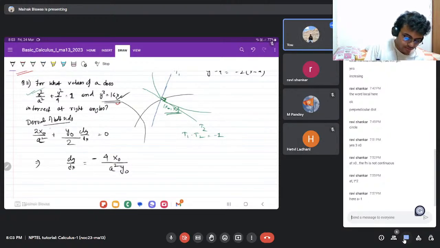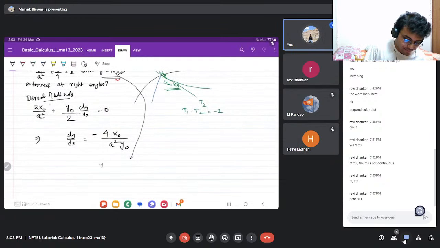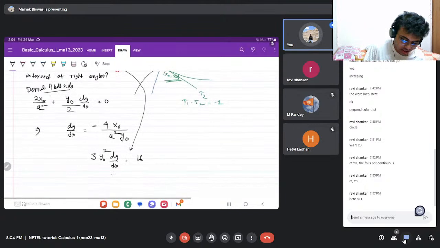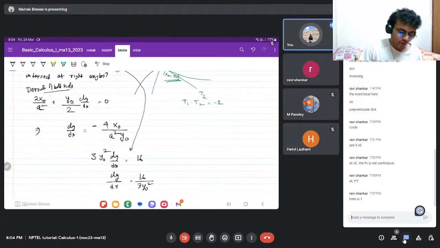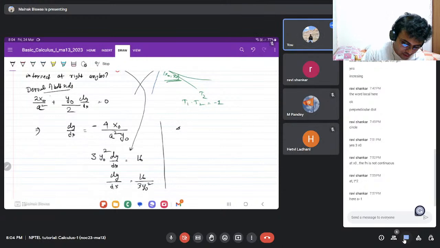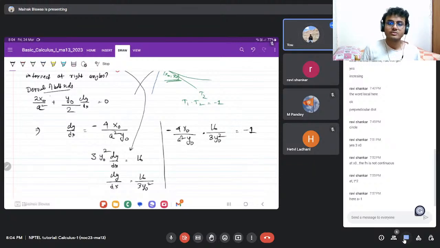This one, again, as Hedvi was pointing out, so I'm differentiating this. dy/dx is equal to 16 by 3y square, right? Yes, sir. So the product has to be -1, agreed? 4x naught by a square into y naught into 16 by 3y naught square has to be -1, agreed?